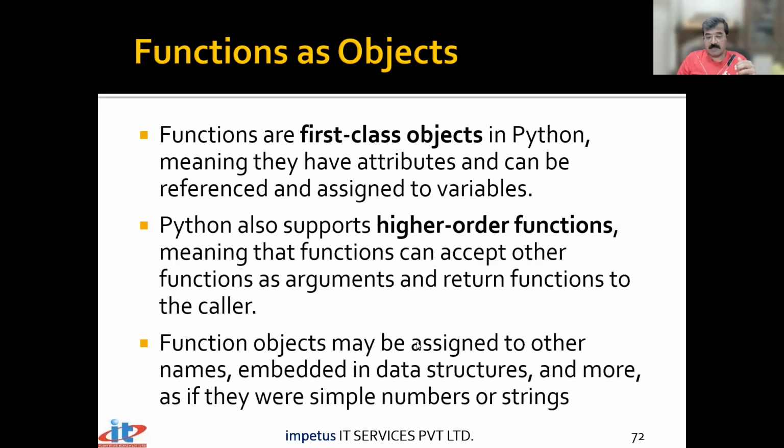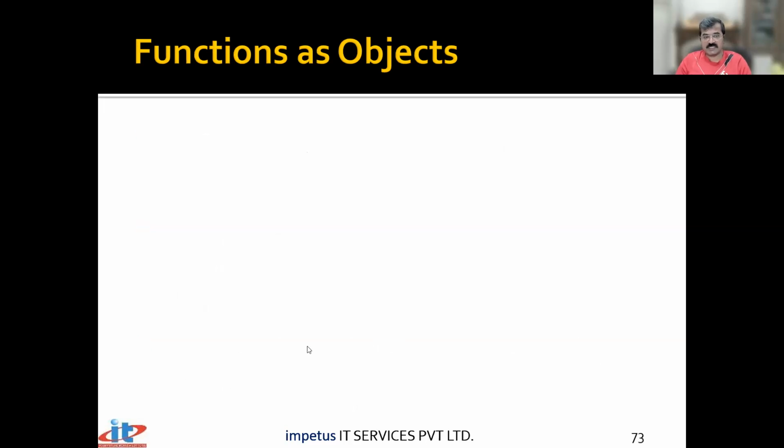Functions or objects may be assigned to other names, embedded in data structures, and more, as if they were simple numbers or strings. So the way you handle your basic integers and strings, you could also do similar operations on your function objects. What are the things we can do? We can assign it to a normal variable. You can pass it to a function, and you can return it from a function. All such operations we can do with functions in Python because functions in Python are first class objects. Functions in Python are higher order functions. So these are very important terms that we have to understand. They are higher order functions. So let's jump on to the further discussion.